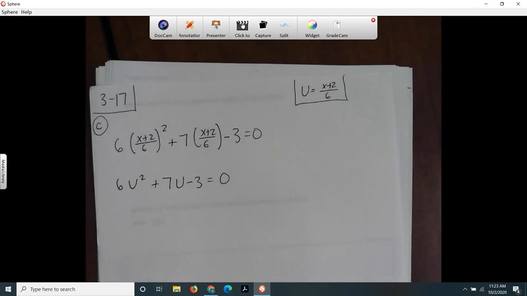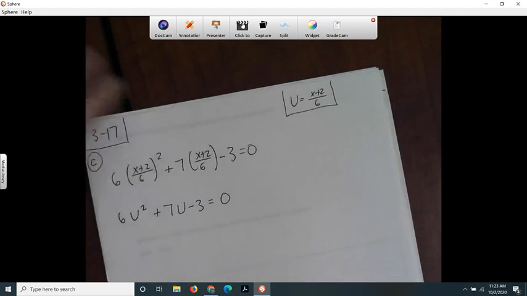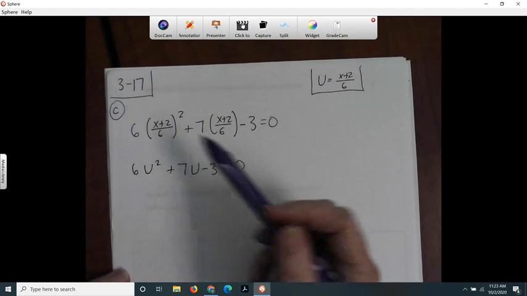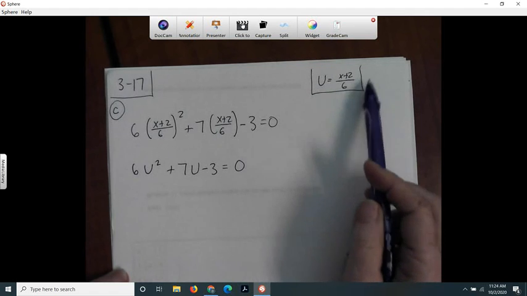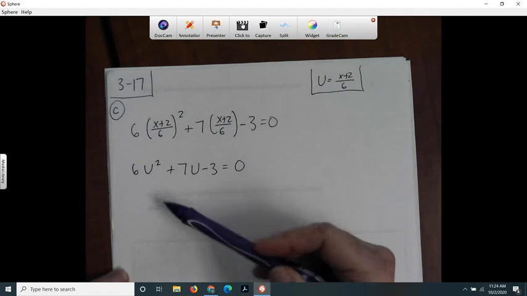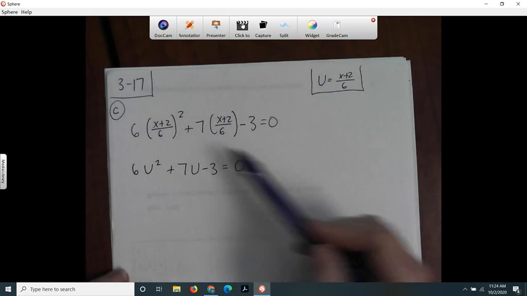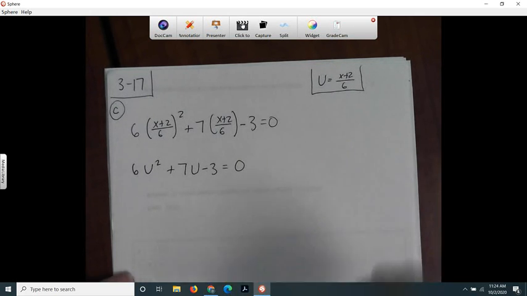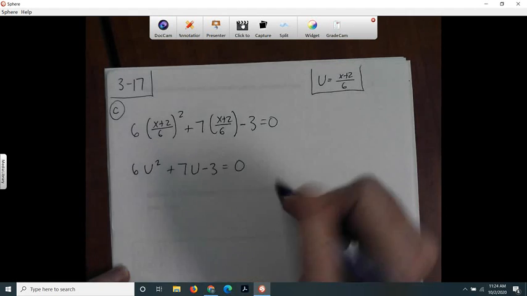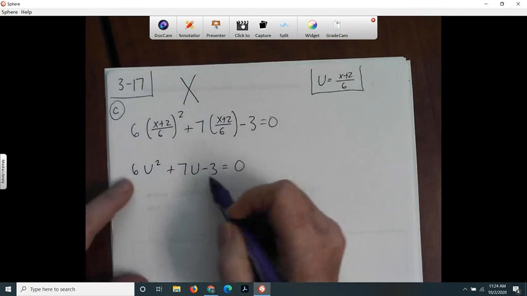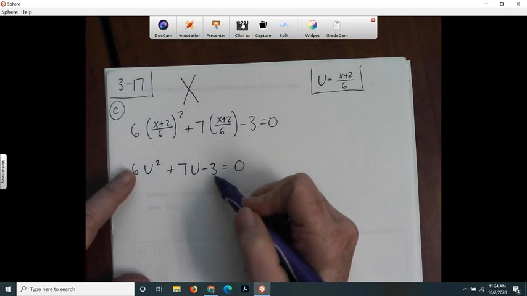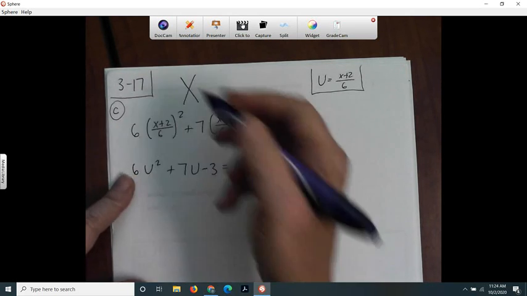There's letter C. So I already kind of, hopefully you get the hang of it. This is the repeating part, so I'm going to set it equal to u, and then I plugged in the u's. Again, I look like I'm going to do some factoring. So where can I do some factoring? I think I'll do it up here. So I'm looking for something that multiplies to make 6 times negative 3, negative 18, and it adds to make 7.